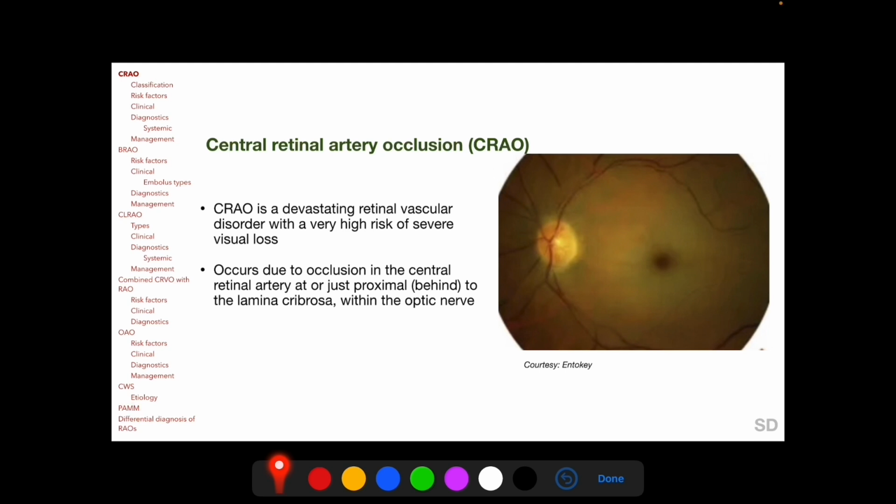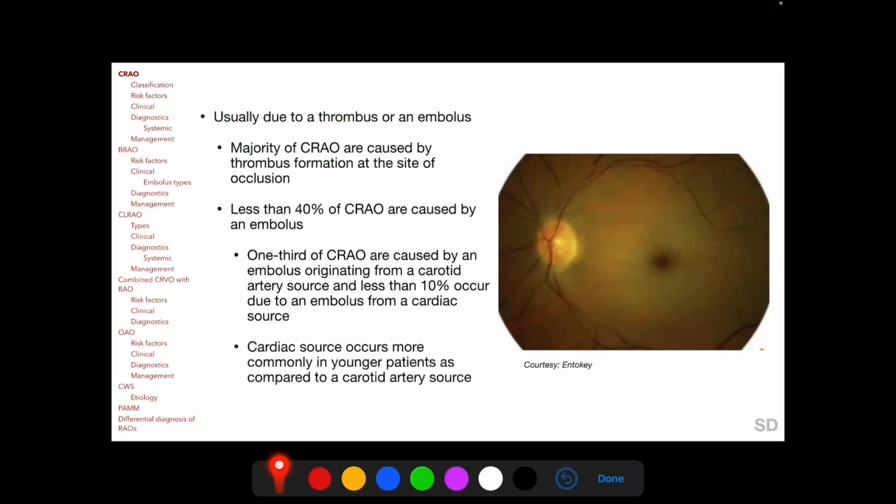Central retinal artery occlusion, or CRAO, is a devastating retinal vascular disorder with a very high risk of severe visual loss, and it occurs due to an occlusion in the central retinal artery within the optic nerve at or just proximal, that is behind the lamina cribrosa. The obstruction in the central retinal artery usually occurs due to a thrombus or an embolus, but infrequently many other conditions can lead to central retinal artery occlusion, which we'll also discuss in this session.